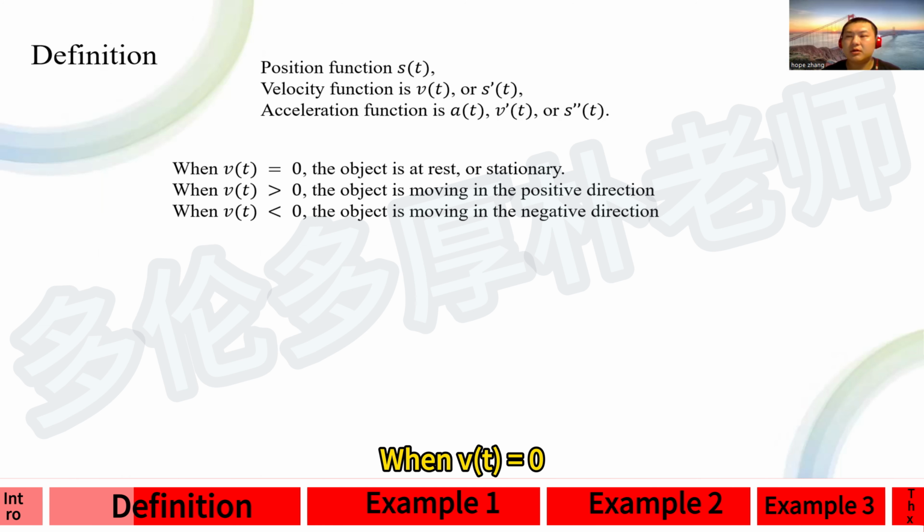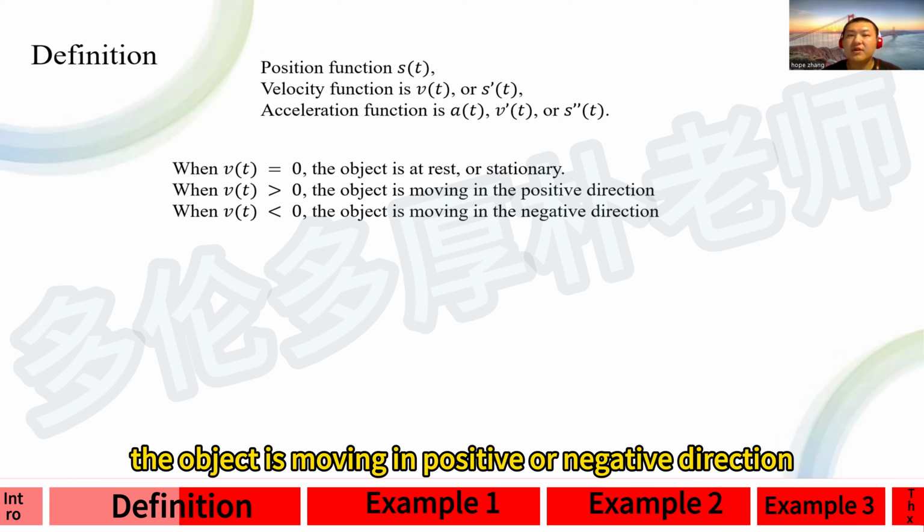When v(t) is 0, we will say the object is at rest or stationary. When v(t) is greater than 0 or smaller than 0, the object is moving in the positive or negative direction.